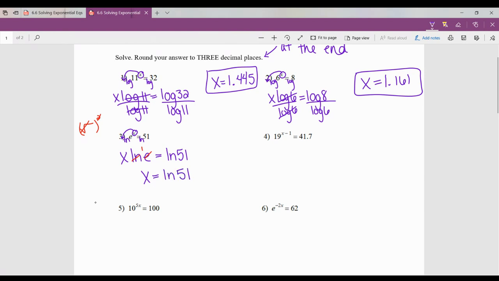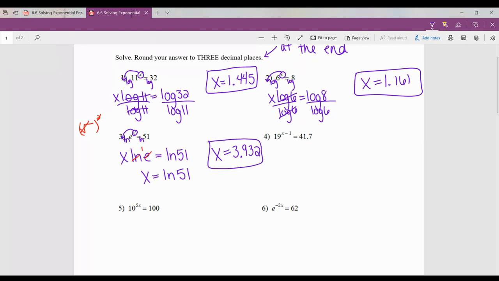So now I have to find the ln button, ln of 51. So this one we don't actually have to divide by anything because the ln and the e are canceling each other out. So that's kind of cool for that one. So we've got 3.9318, so 3.932. And then we box that in.